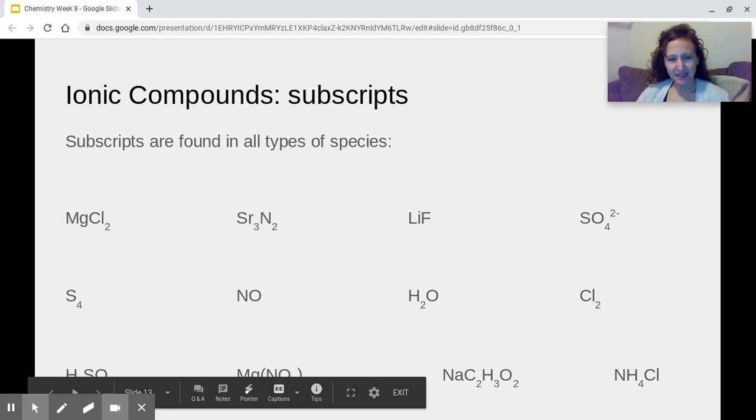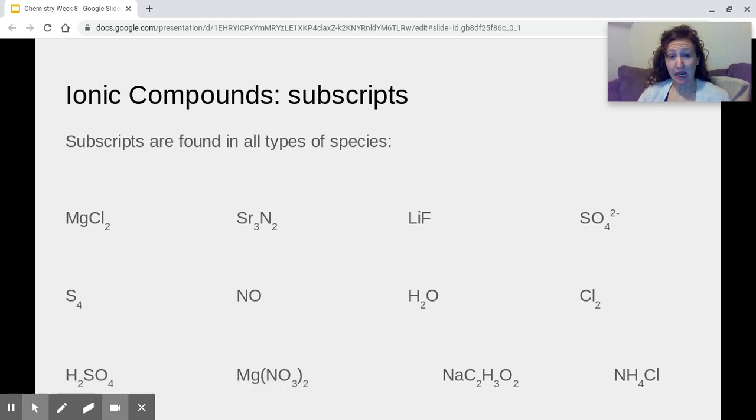Hi, chemistry. Today we're going to talk a little bit more about ionic compounds. Specifically, I want to look at the different parts of an ionic compound and walk you through understanding each of these parts. So, we're going to talk first about subscripts.